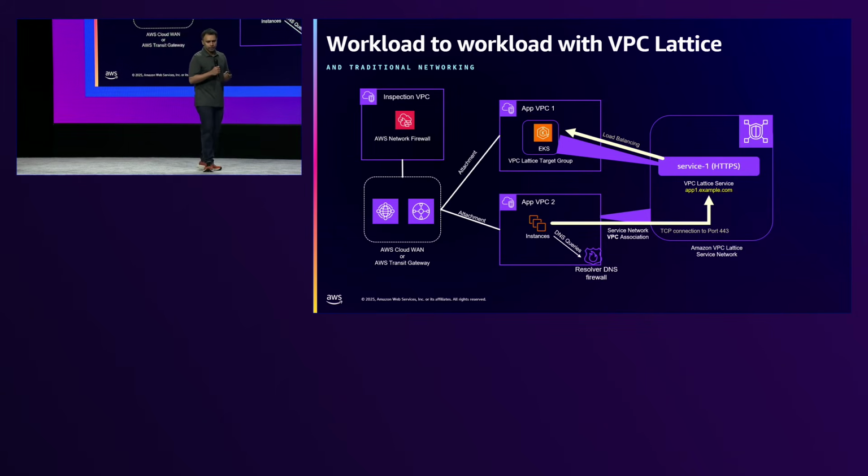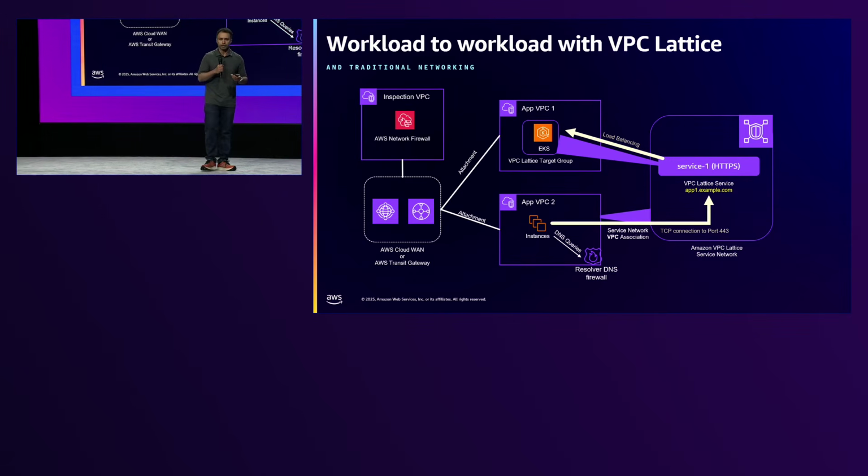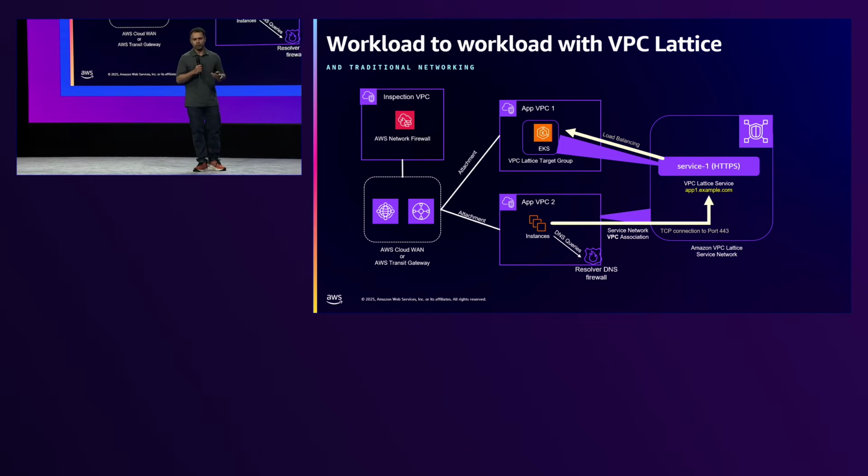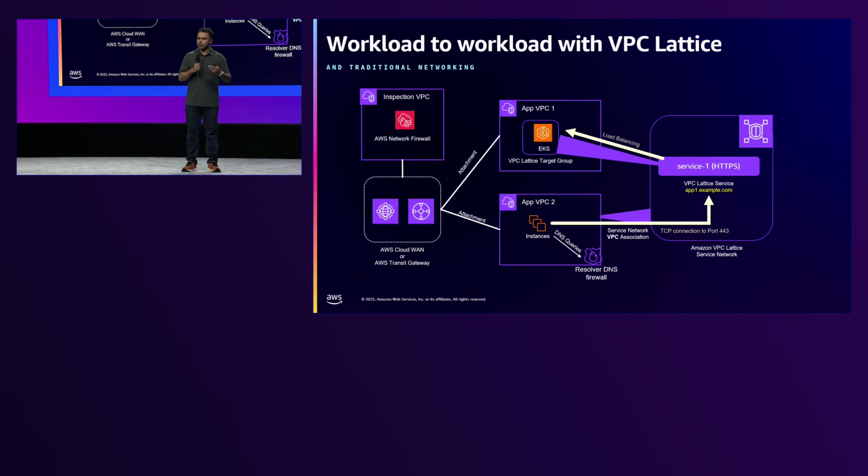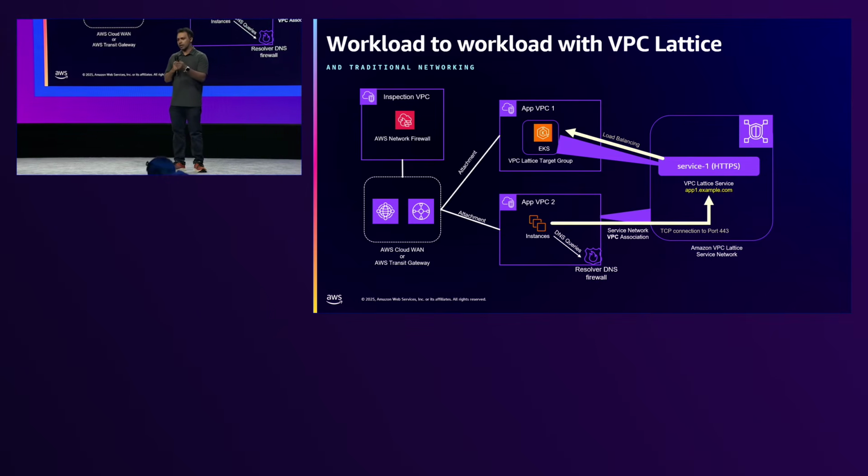So the good news here is that the laws of VPC routing still apply. So inside of these app VPCs, if let's say you have a default route pointing to Transit Gateway or Cloud WAN, that route will still be used. The only situation in this scenario when Lattice is used is when instances in app VPC 2 are trying to access the EKS cluster in app VPC 1. For everything else, you can continue using Transit Gateway or Cloud WAN.